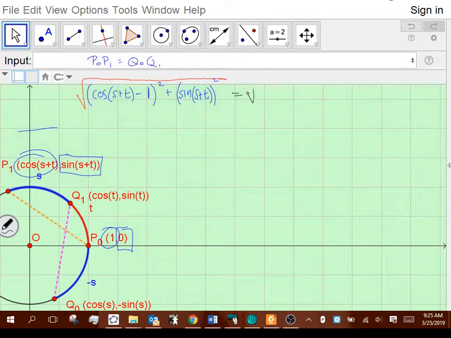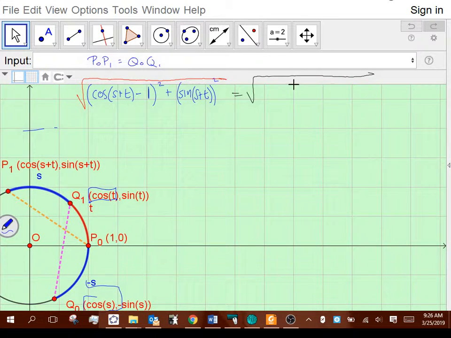I'm going to do the same thing for Q0 to Q1. So Q0 to Q1. So let's go cosine T, let's use that one there, minus that x value there, right? So cosine of T minus cosine of F. We'll square that, so that's the difference in the x's there.